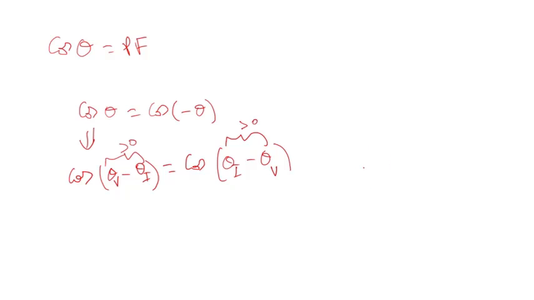So that's why when we're talking about power factor, we have to say power factor, and we have to add the word lagging or leading, depending on the situation, because cosine theta is equal to cosine minus theta. So cosine does not differentiate between cosine of an angle versus cosine of minus that angle.